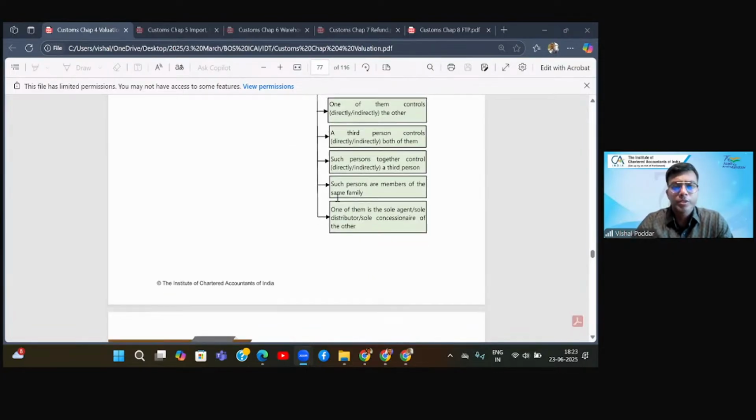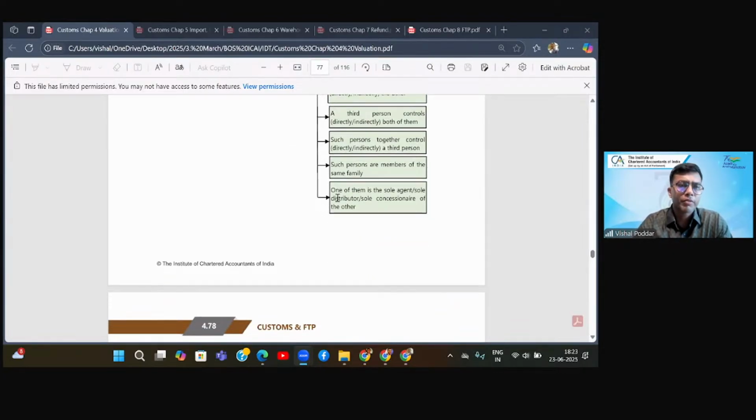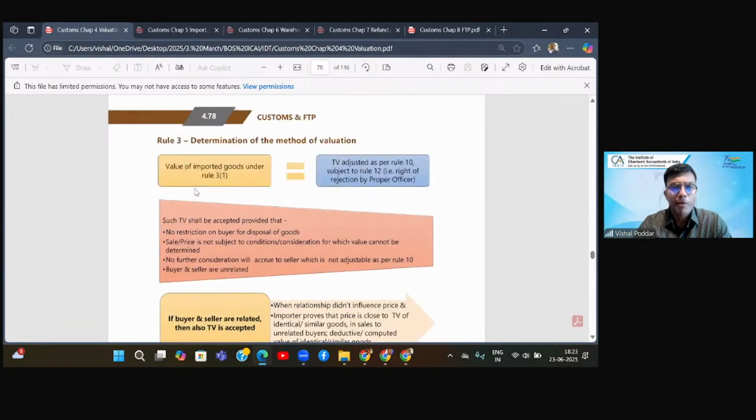So this is the definition of related person, comparatively between GST and the customs. Now, we start rule by rule. Rule 3 says you take your value only. That is, you take the value which you have transacted with your foreign supplier. That is your transaction value. Their adjustments are to be made.